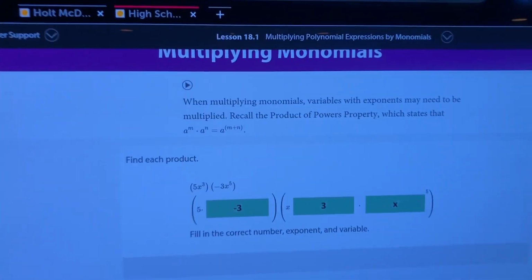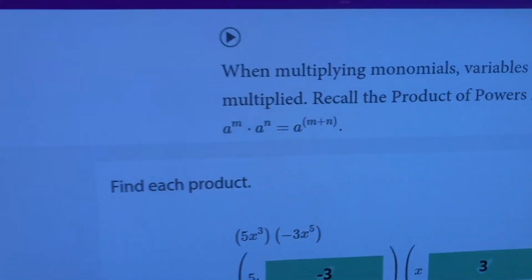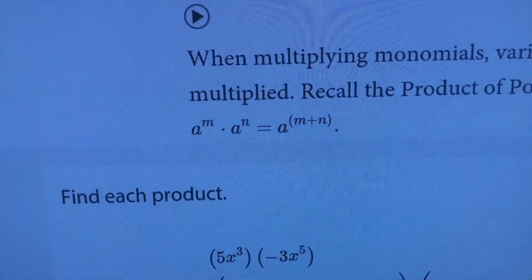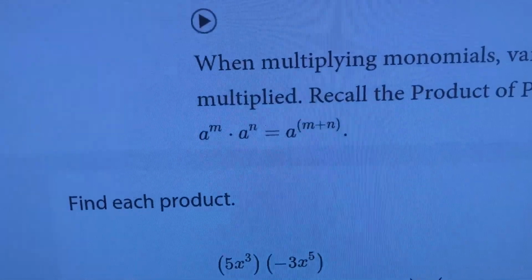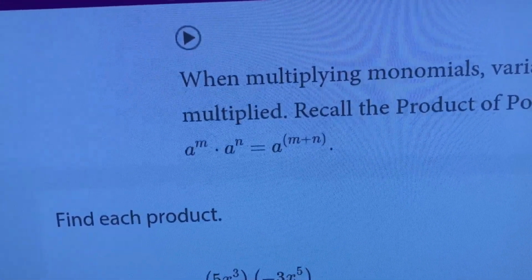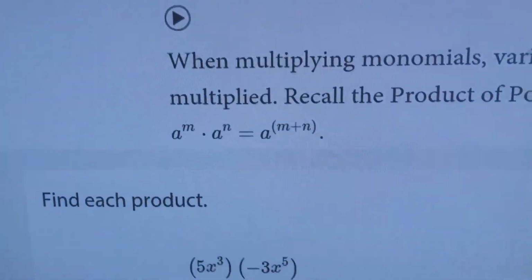Okay, so really what we did was something called the property of powers on that one. If we have a to the m times a to the n, we have the same base, so we keep that as our a there, and add the exponents, m plus n.